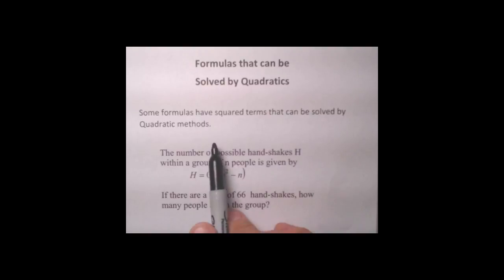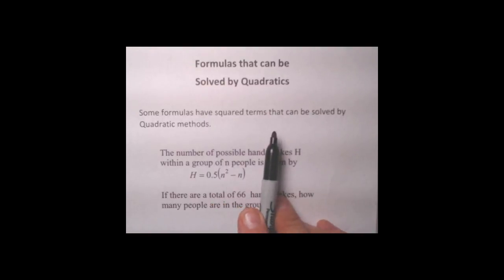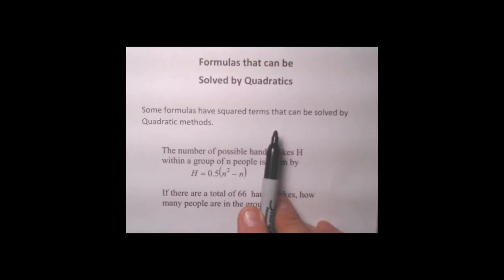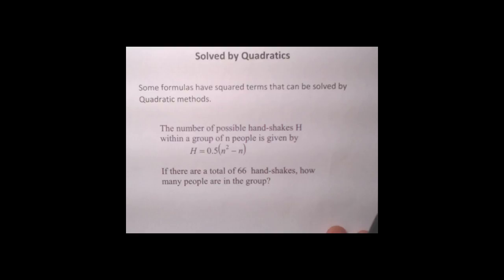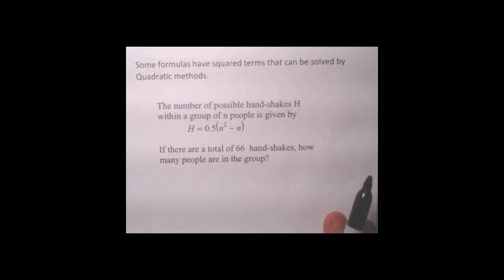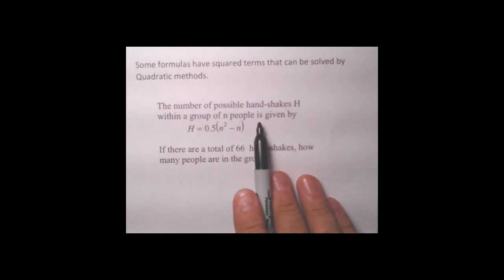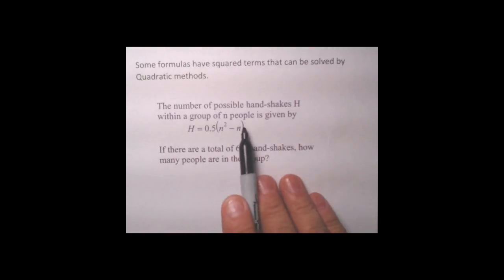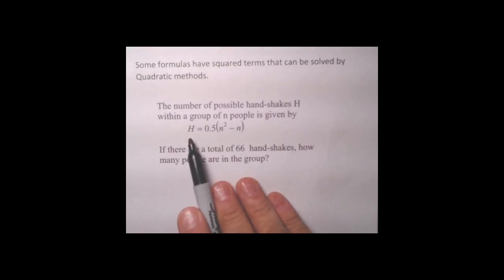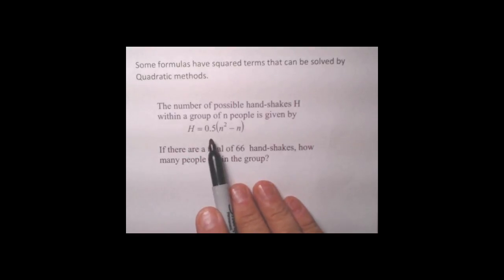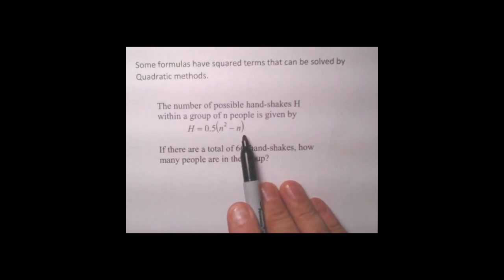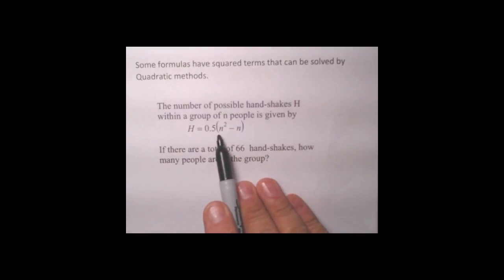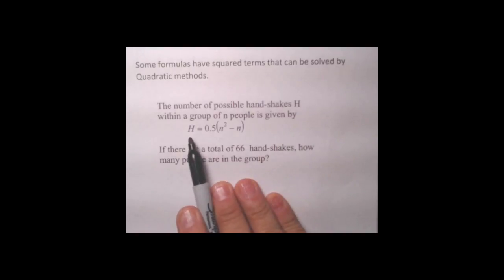Some formulas that we come across have squared terms in them, and of course a squared term indicates you've got a quadratic. Let's look at some examples. Here's one that has to do with people shaking hands. The number of possible handshakes, H, within a group of n people is given by the following formula: H equals 0.5 times, in parens, n squared minus n. Now remember, n is the number of people and H is the number of handshakes.